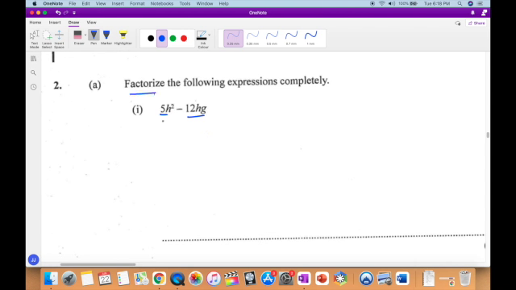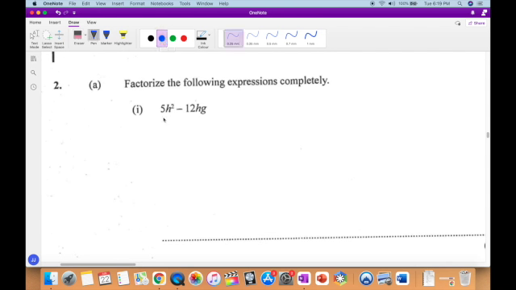Now, when they say factorize, I'd like you to always remember, factorize means that you are finding the factors of something. So if I have the number 6, I could factorize the number 6 and break it up into its factors, 2 and 3. When I multiply these factors, I will get back the number 6. So that is what factorizing means: you're finding the two things that you can multiply to get back this.